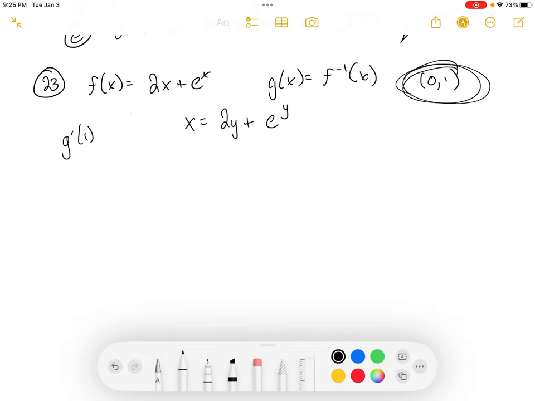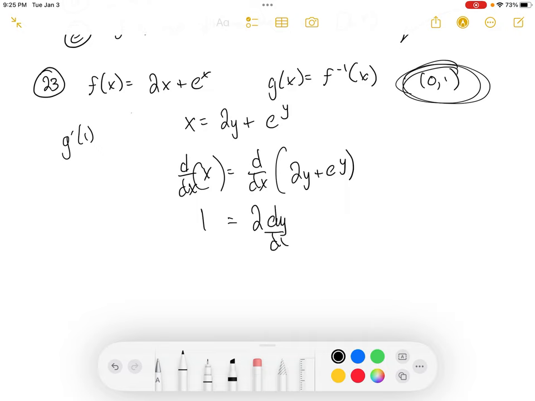So if I wanted to now take the derivative with respect to x, the derivative of x is just going to be 1, and we'll write it out, d dx of x, and then d dx of 2y plus e to the y. So this guy's just 1. And then this thing over here, well, this is 2 dy dx, and this is e to the y dy dx.